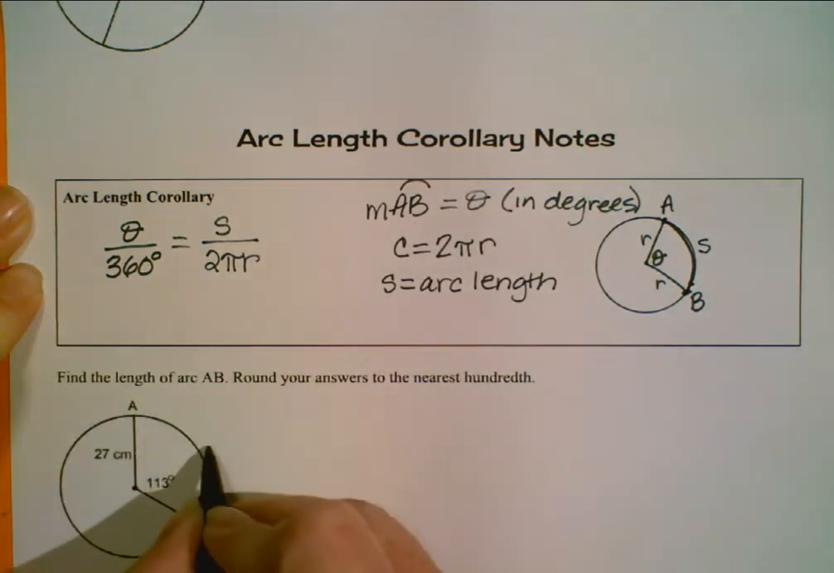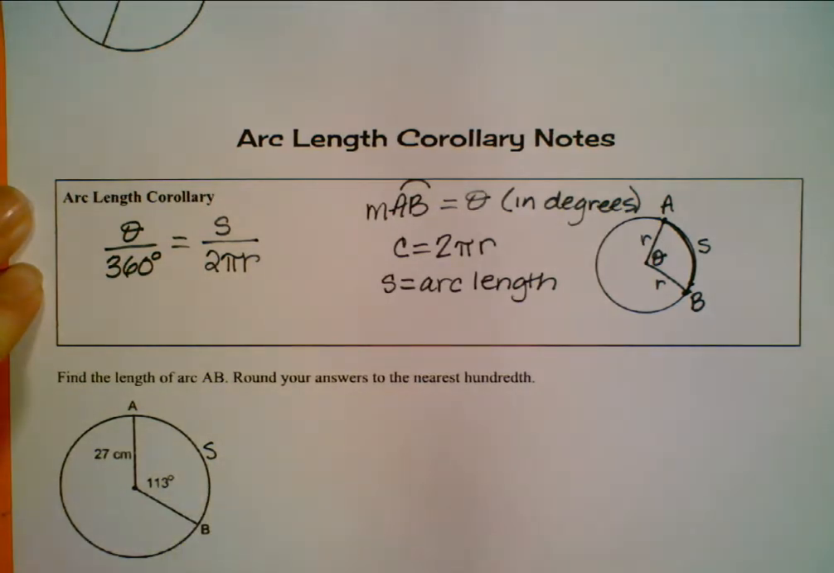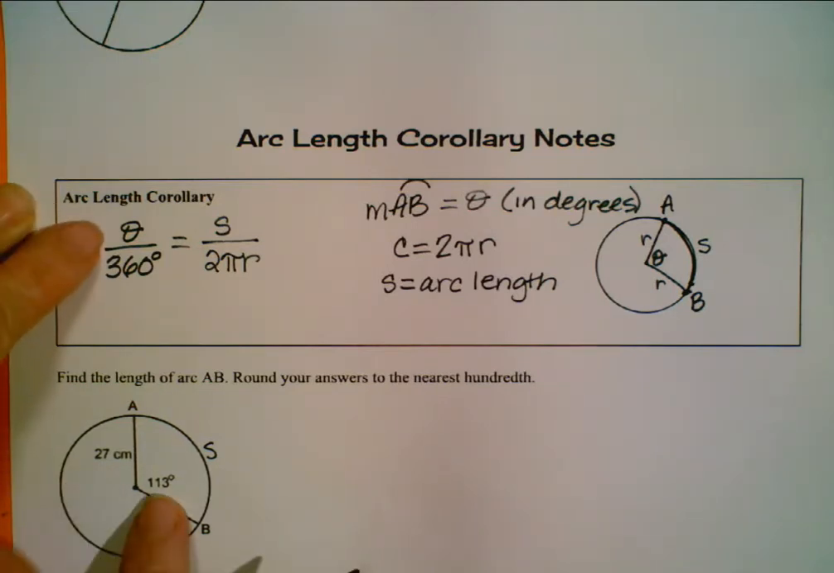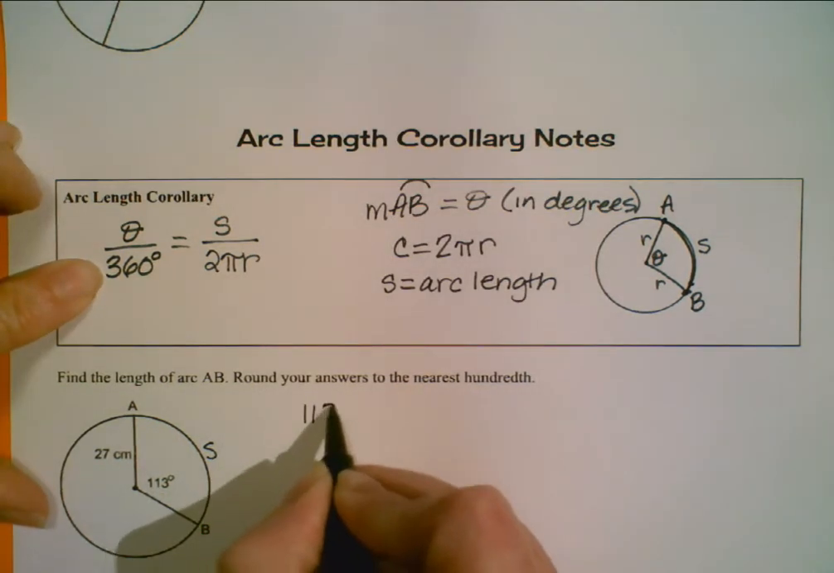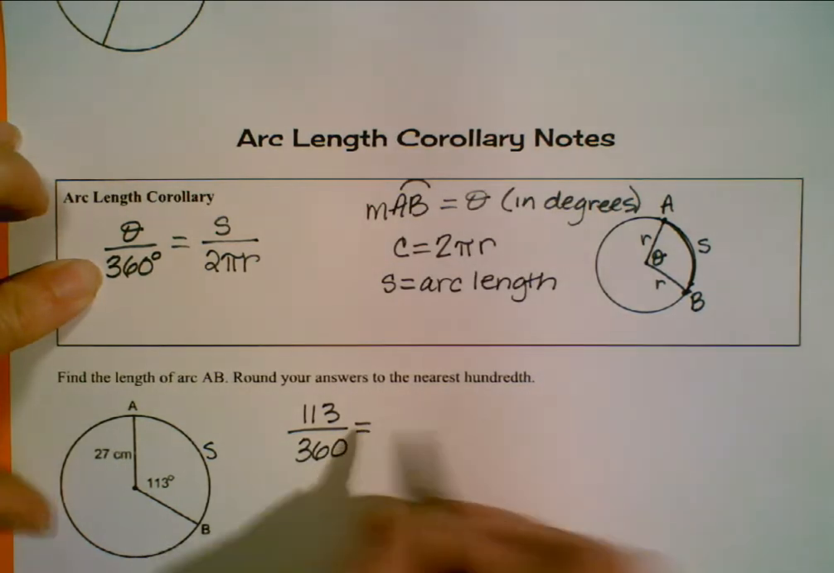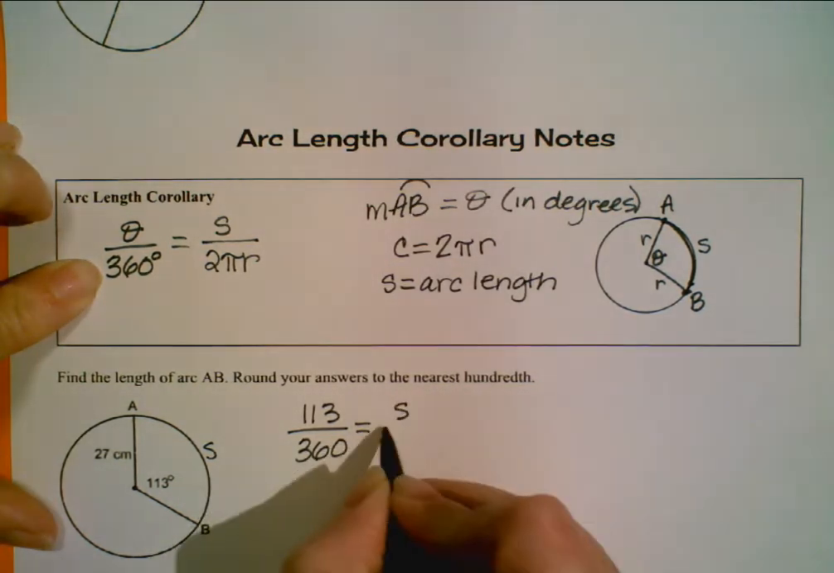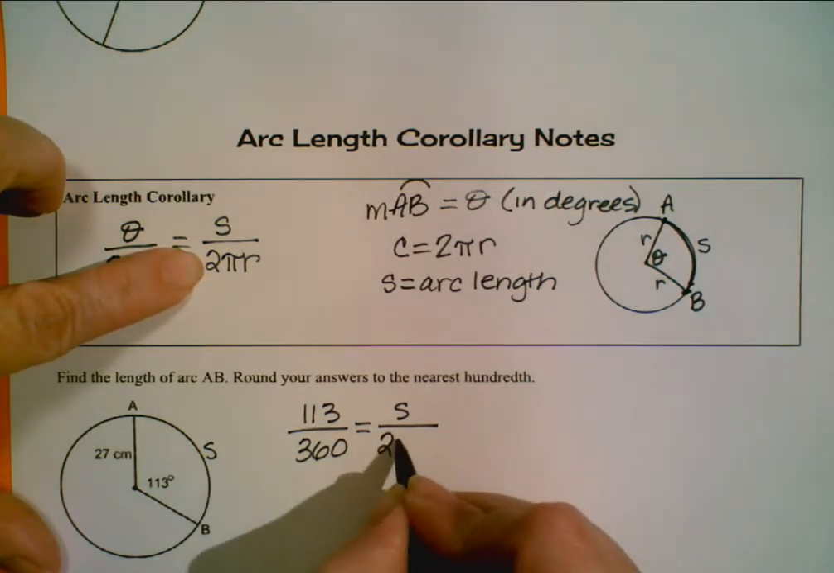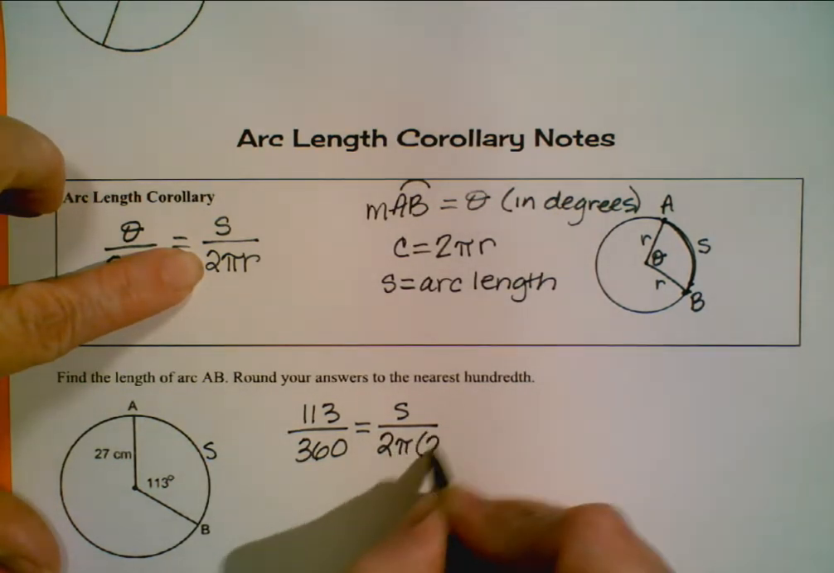So in our example, find the length of arc AB. So we're finding S here. Round your answers to the nearest hundredth. We see a central angle of 113 degrees and a radius of 27 centimeters. So in this case, theta compared to 360, 113 over 360, must be equal to the arc length S over the circumference, 2 pi r. So 2 times pi times 27.